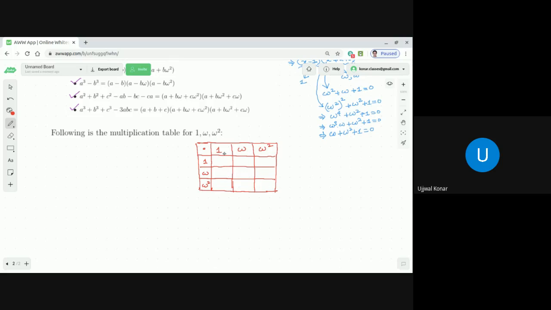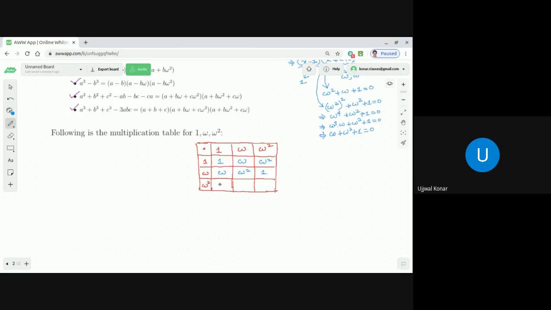As you know, a multiplication table means 1 into 1 is what? Let me write in a different color. 1 into 1 is 1. 1 into omega is omega. 1 into omega square is omega square. Omega into 1 is omega. Omega into omega is omega square. Omega into omega square is omega power 3, which is equal to 1.